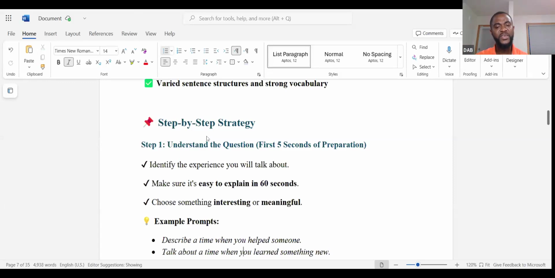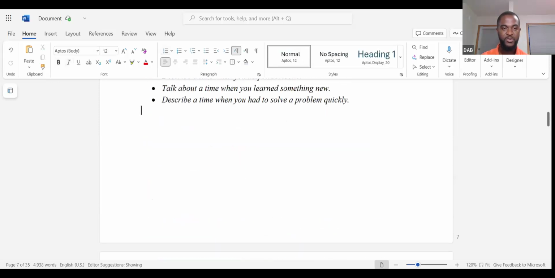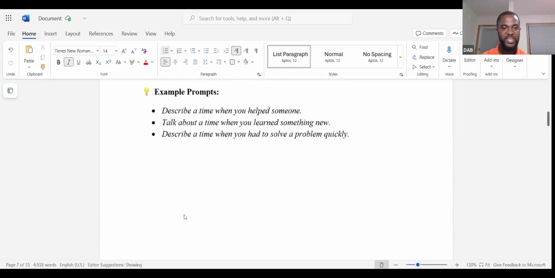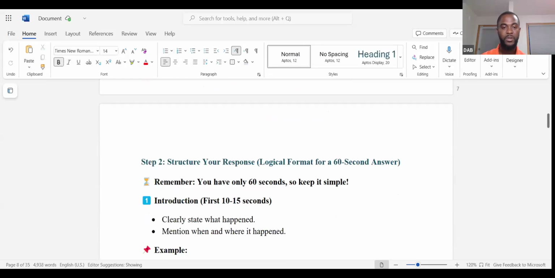Then also, choose something interesting or meaningful. An example of such is that you can get a question like this: Describe a time when you helped someone. Talk about a time when you learned something new. Or describe a time when you had to solve a problem quickly. You have 30 seconds to think about this.